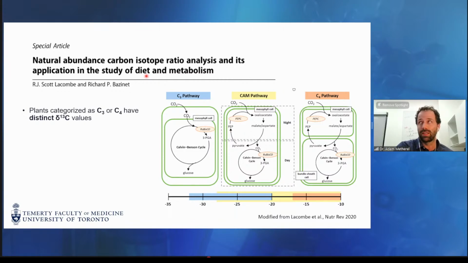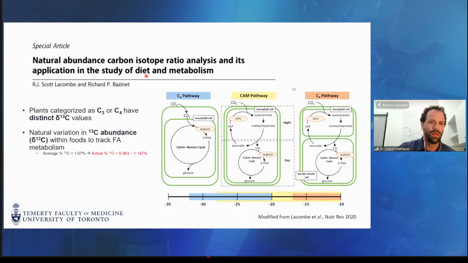Many of us were taught that the amount of C13 that's present in the environment is about 1.1% of total carbon, where in fact it is actually a range. We get a range of about 0.96 to 1.15% of total carbon being C13, and this is very much dependent on where that's been derived from relative to the photosynthetic pathway.